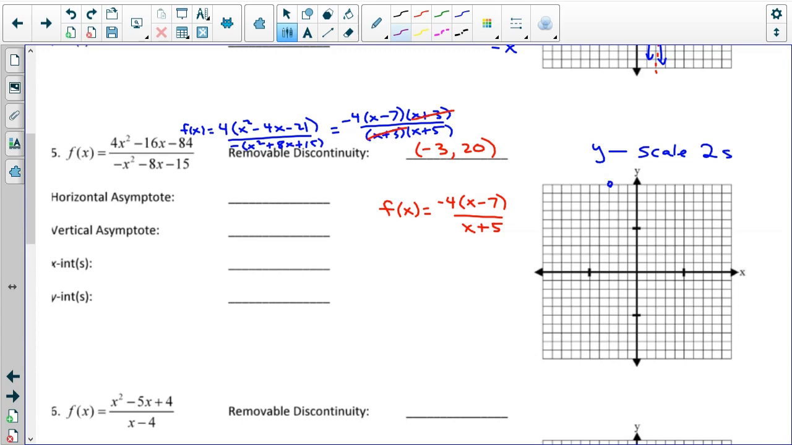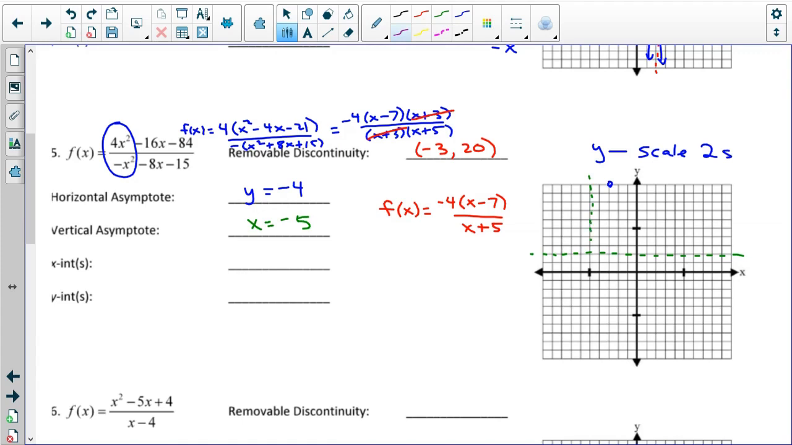The horizontal asymptote is going to be y equals -4. The reason for that is the powers are the same, so I just divide the leading coefficients. 4 divided by -1 is -4. So since my scale is by 2's, I'm going to put something right there. Vertical asymptote is where only the denominator equals 0, so that's x equals -5.